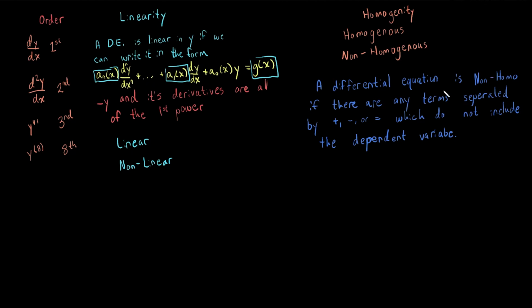So we have a differential equation is non-homogeneous if there are any terms separated by a plus, minus, or equals which do not include the dependent variable.